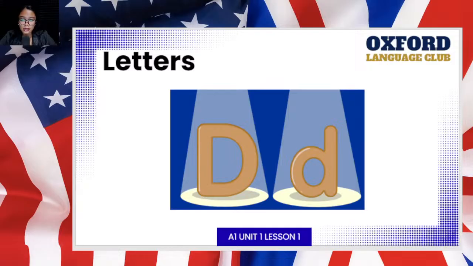So let's try to say the letter together. How do we read the letter? That's letter D. How do we pronounce it? We pronounce it as d, d, d. Now, D is also used in many words. So let's look at some examples together.